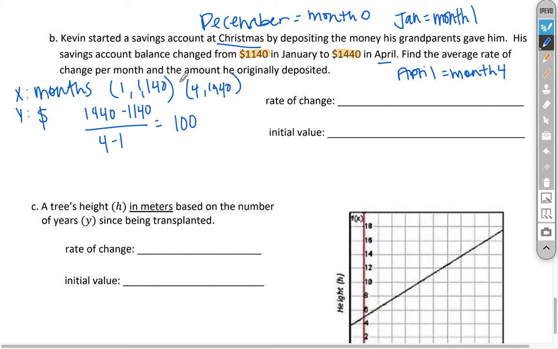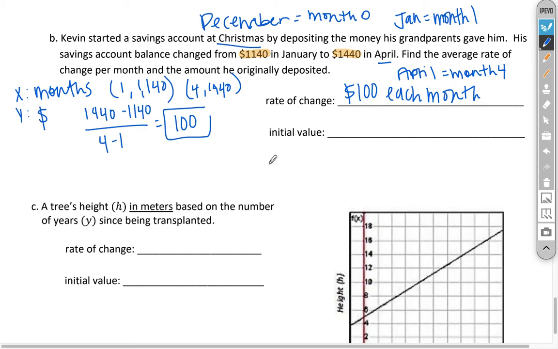So our rate of change, we need to break this down. We know this is our rate of change, but what does that mean? If we're looking at months and money, this tells us that he's changing it by $100 each month. You can confirm that by looking: we went from 1,140 to 1,440 from month 1 to month 4, so $100 each month, that adds up, right?